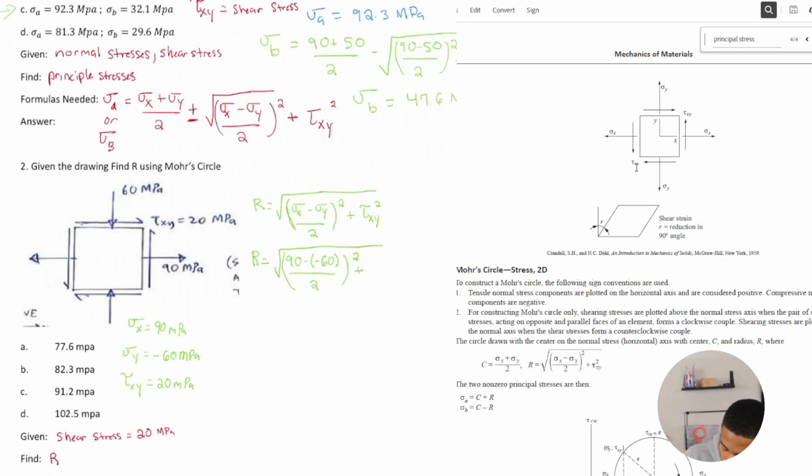Okay, so plus 20 squared. All right, so I get R to equal, for this one, 77.6 megapascals. All right. Then I get A. All right, let's look at number 3.